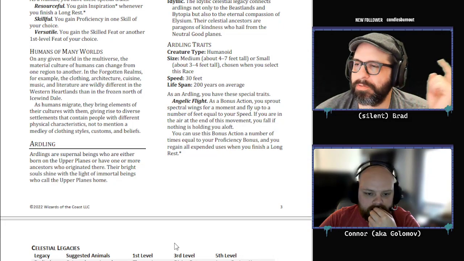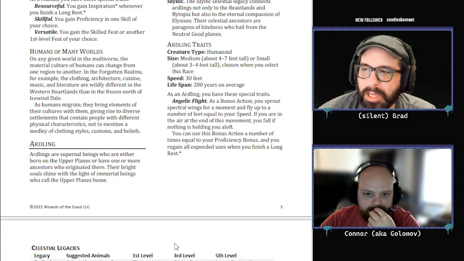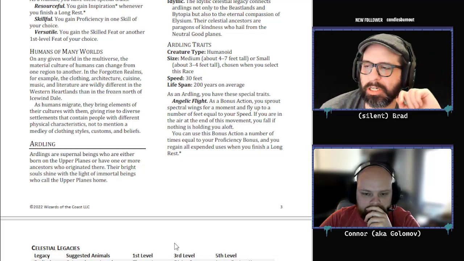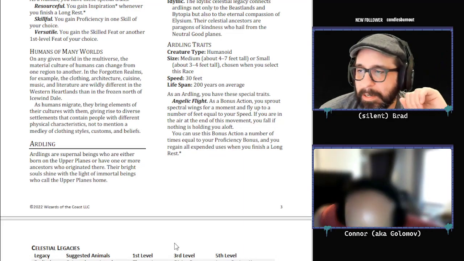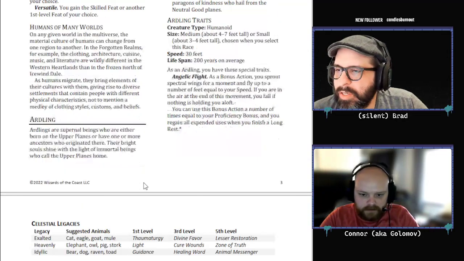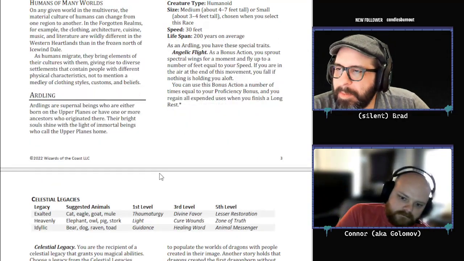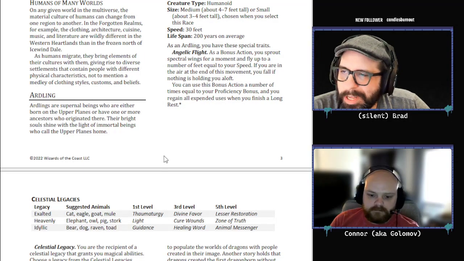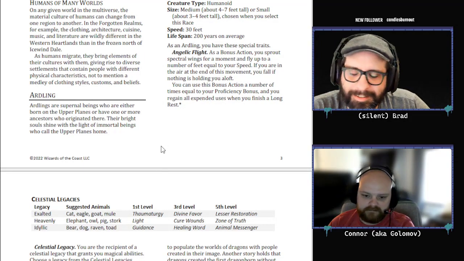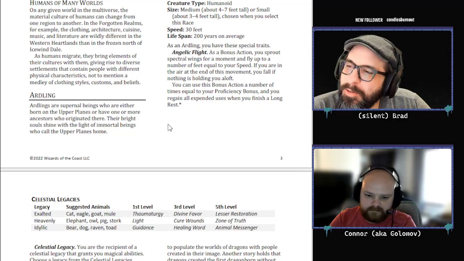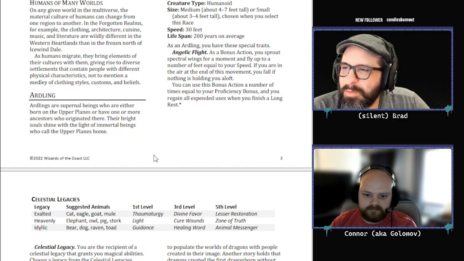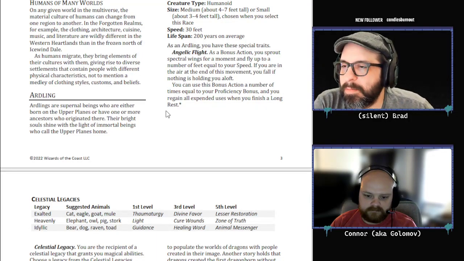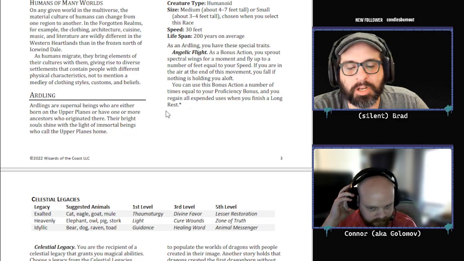So Ardling traits, you've got humanoid. Like humans, they are medium or small with the same height variation. Speed is 30, lifespan 200. And then special traits, you get angelic flight. As a bonus action, sprout spectral wings for a moment and fly up to a number of feet equal to your speed. If you are in the air at the end of this movement, you fall if nothing is holding you aloft, and you can do this as many times as your proficiency bonus before you need to do another long rest.